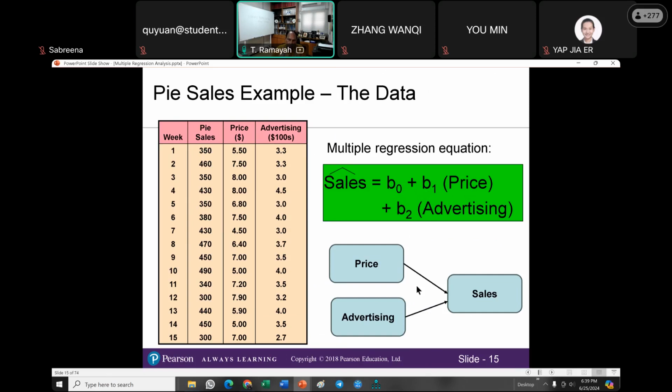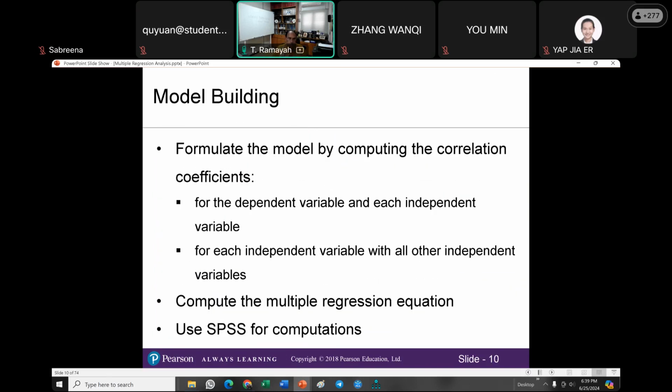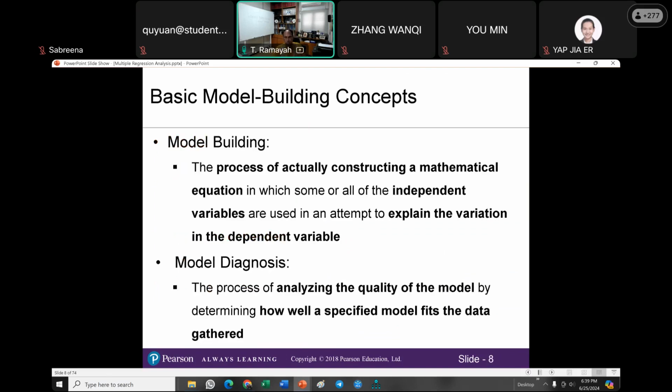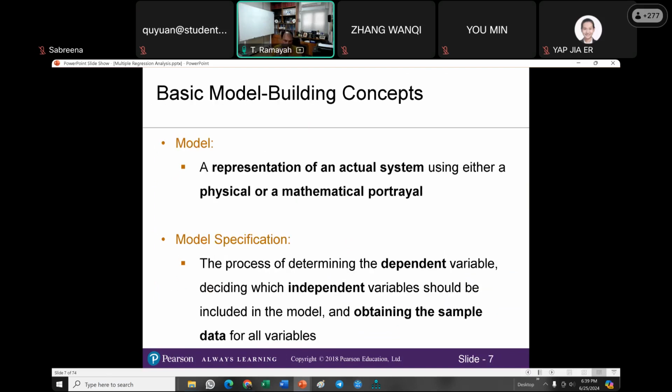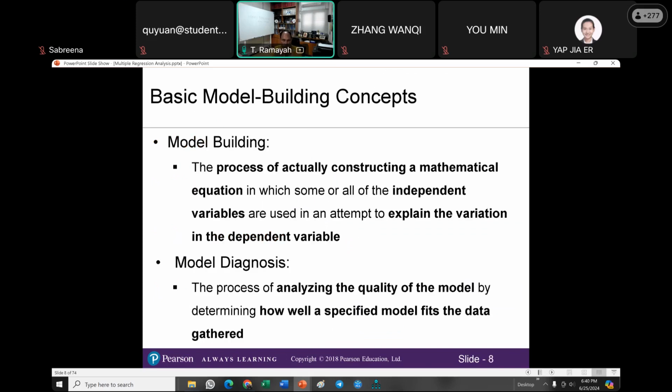You can also draw them like this. Price and advertising influence sales. This is the first independent variable, and this is the second independent variable. That's why we can draw them using a diagram, or using an equation. That's what is meant. So in model specification, we need to determine which are the independent variables and which is the dependent variable, and get the data to measure them. That's what we mean by model specification.